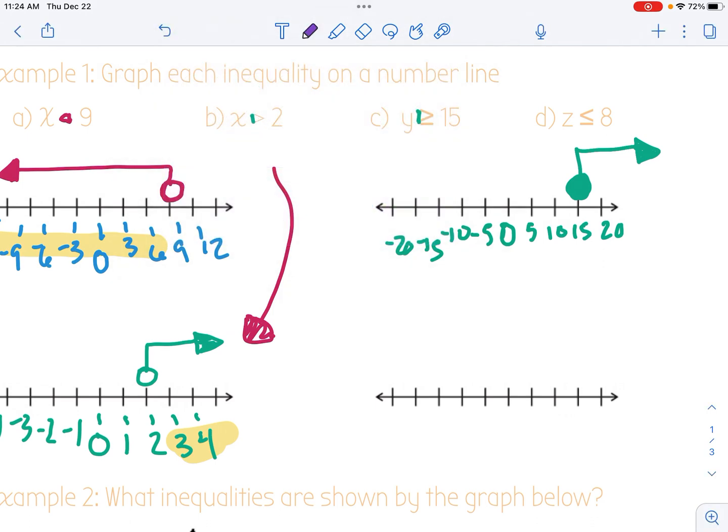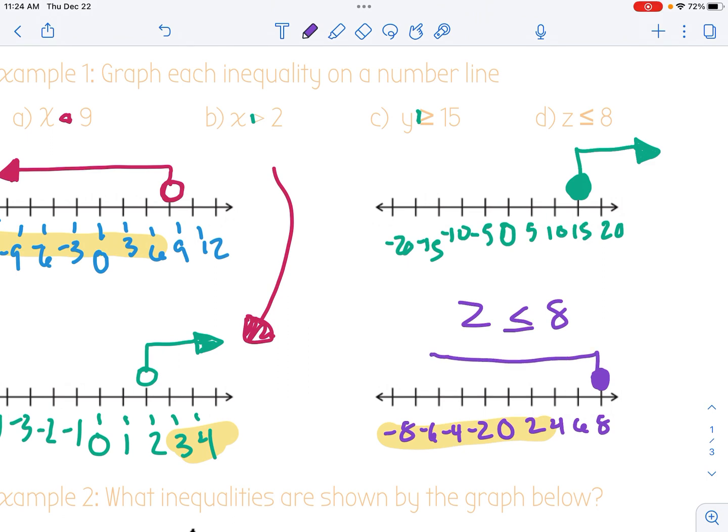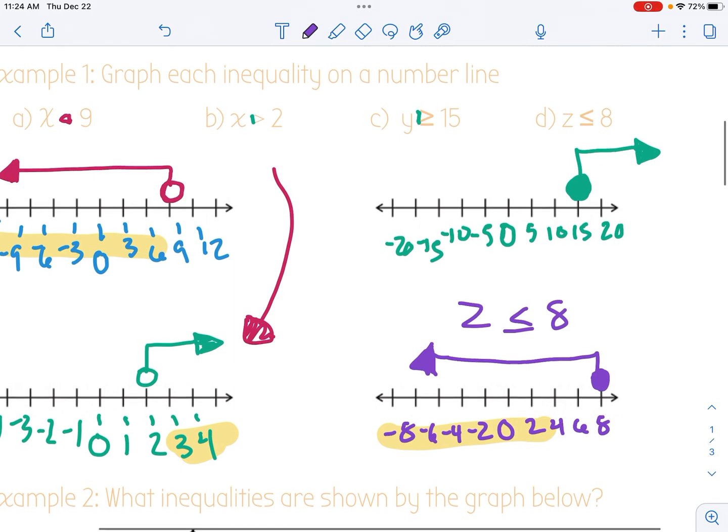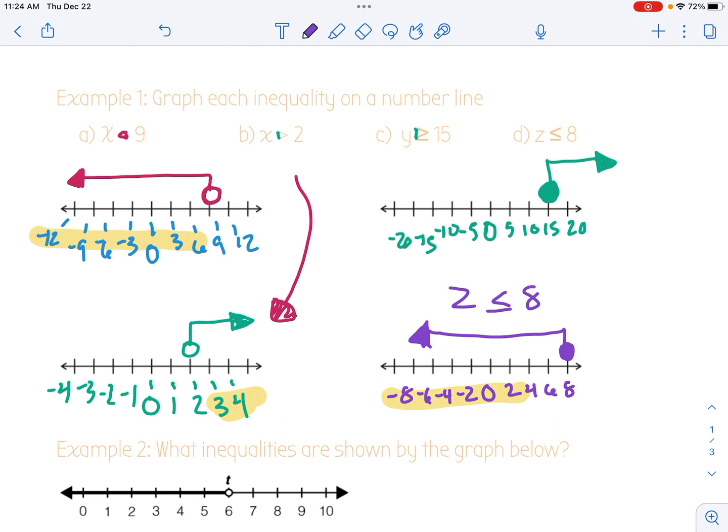Last one. I'm going to write out my inequality down here: z is less than or equal to 8. I'm going to put 0, and count up by 2s: 2, 4, 6, 8, -2, -4, -6, and -8. I have a closed circle because it's "or equal to," and it's less than, so all of my solutions are going to be to the left. My arrow is going to go to the left. These arrows are really just showing you on the number line all of the possible solutions to the inequality.